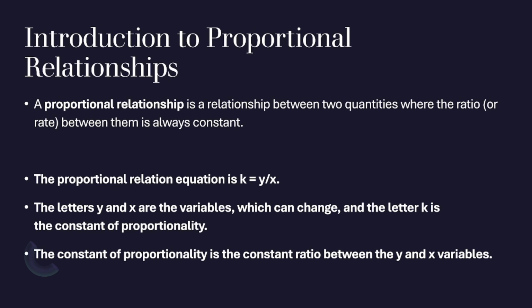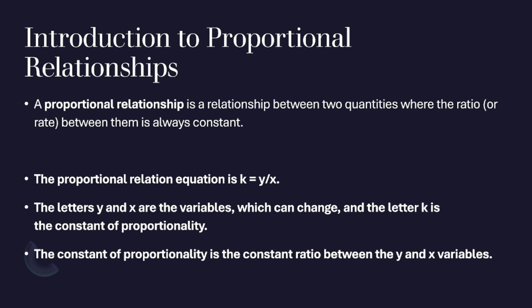general. A proportional relationship is the relationship between two quantities where the ratio or the rate between them is always constant. Meaning that it is always constant when using the formula. And I'll be showing that formula right now. The proportional relationship equation is k equals y over x. So, that's what that first bullet point meant right there.